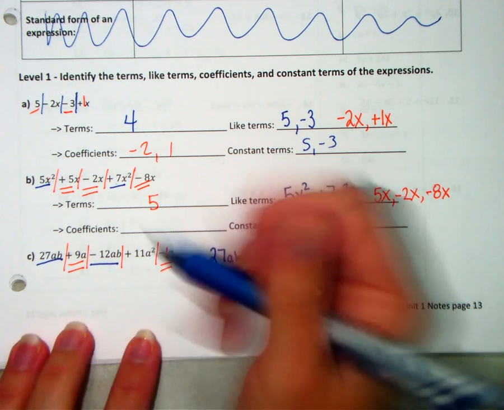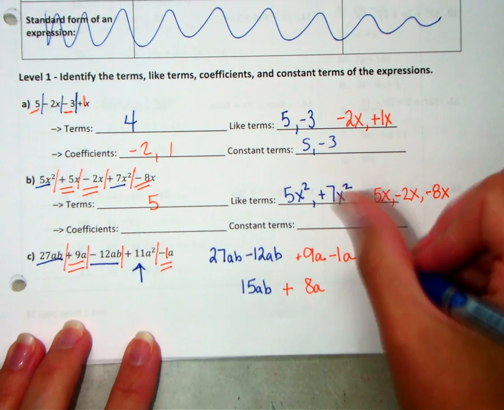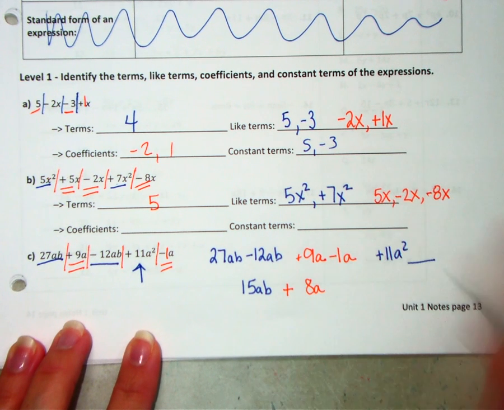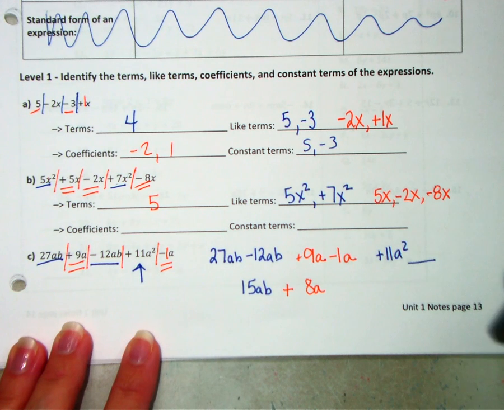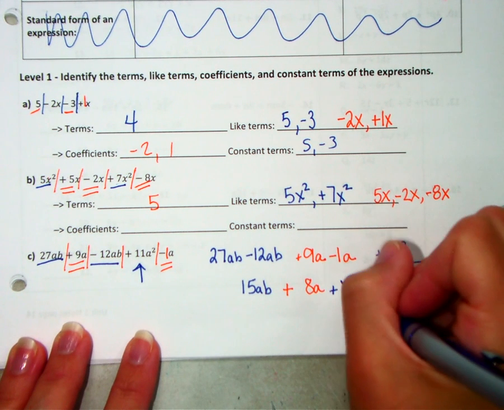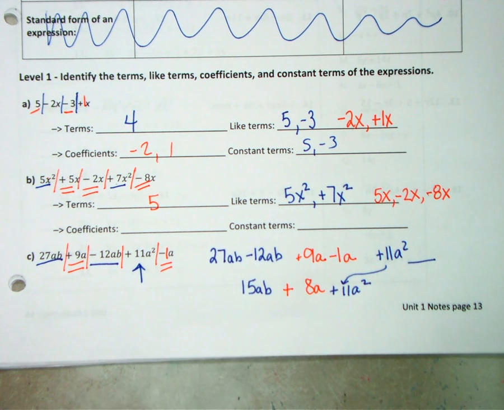Okay, now we haven't done all of the parts yet because there's still this 11a squared. It's a positive 11a squared, but it doesn't have a buddy. So what do we do with it? Well, we don't leave it up there on its lonesome. We tell them, come down and join the party. So plus 11a squared, and it just comes down into the problem. And that would be our answer.